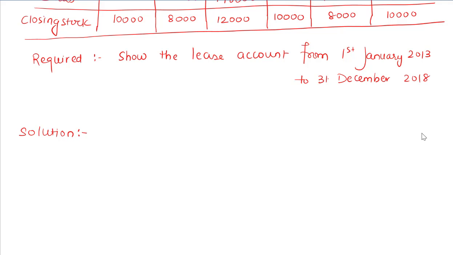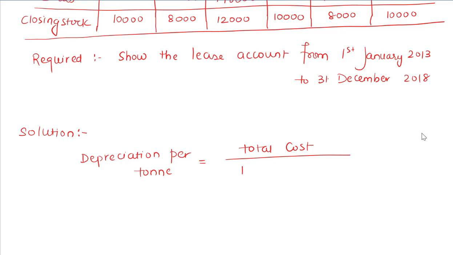First of all, we need to calculate the depreciation. Depreciation per ton equals total cost divided by total expected output within lease period.